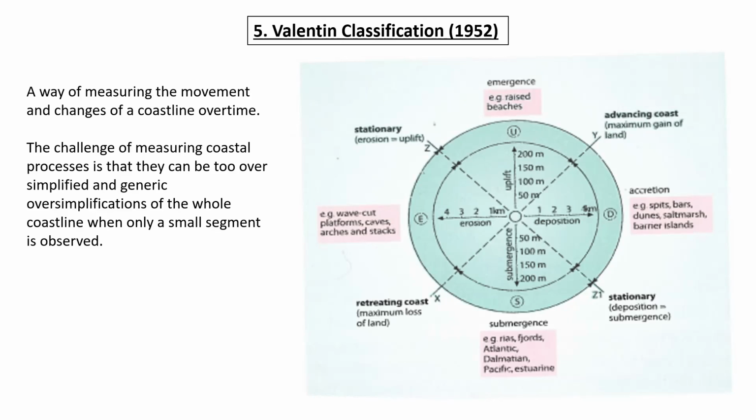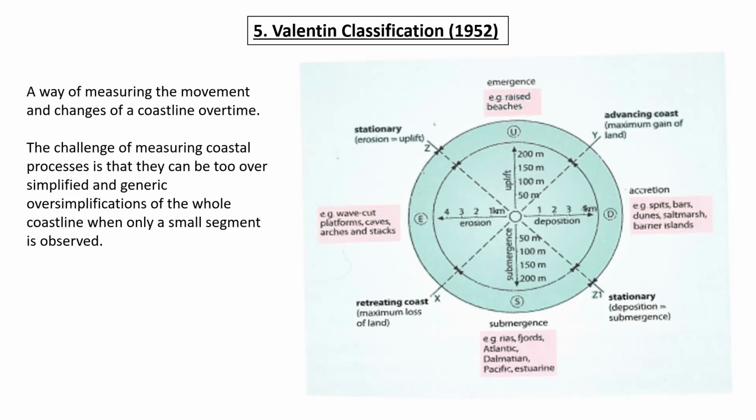So you may end up with a question in the exam that talks about issues associated with classifying coasts. And the Valentin classification, as scary as it looks here, sorry for the bad image, but this is the only one I could find that's actually got numbers on it to show you that it's a measurement and not just a model. And it's just an example of how measuring coastal processes is not entirely straightforward.